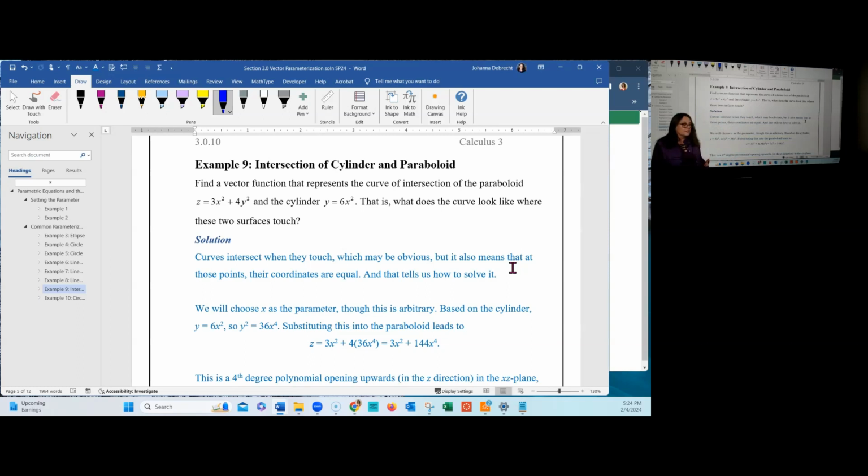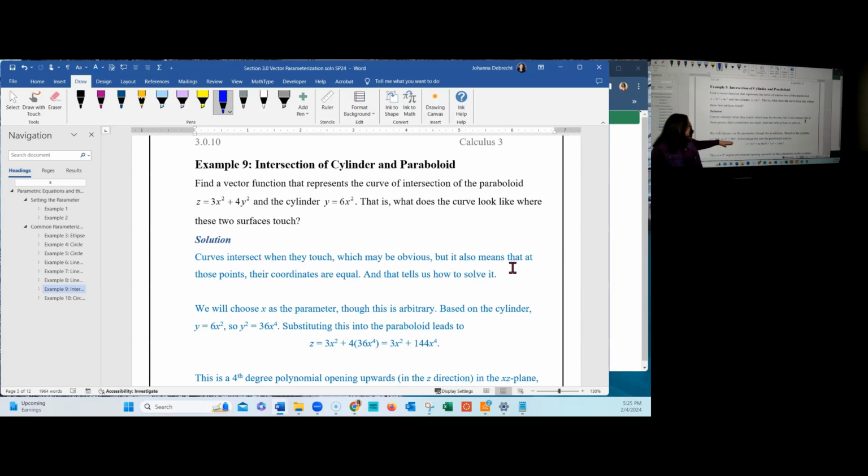Now I'm going to choose x to be the parameter, though this is totally arbitrary. But I did that because I had the cylinder y equal to 6x squared, so it's already in terms of x. So if I choose x as the parameter, then I can write this one in terms of the parameter and do a substitution into the paraboloid and have that also only in terms of x. So I chose the easiest route. So I can leave x as the parameter.